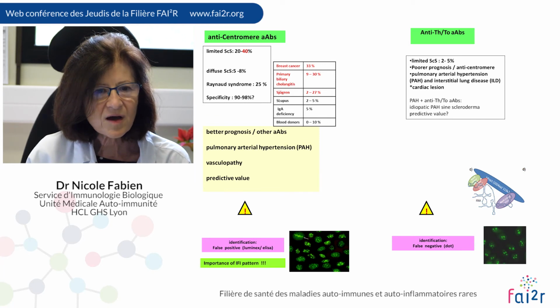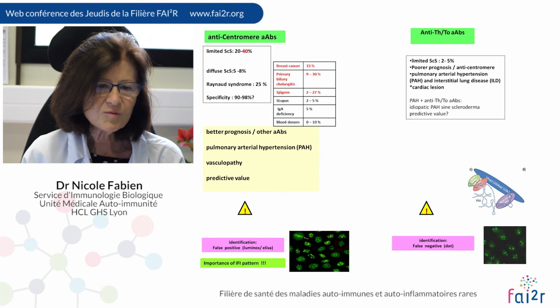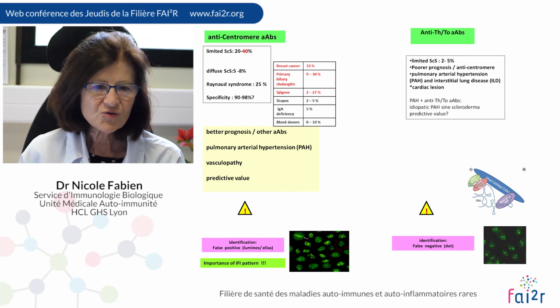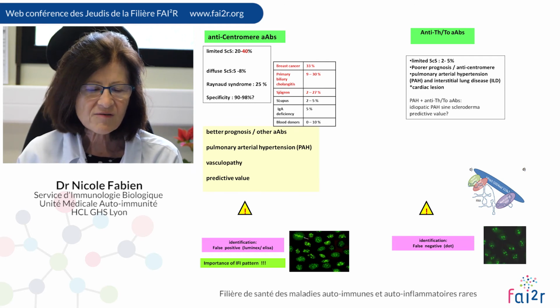So anticentromere antibodies are present in limited systemic sclerosis, up to 40%, and you should have the typical pattern to interpret the positivity of these antibodies. Anti-Th/To are not really prevalent, but could be interesting because they can have a predictive value for scleroderma. And once again, be careful because some kits give a false negative result for these autoantibodies.